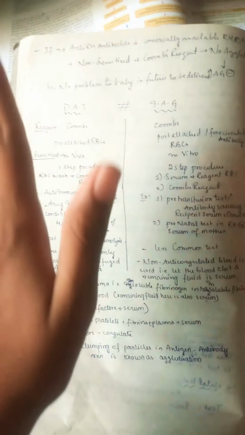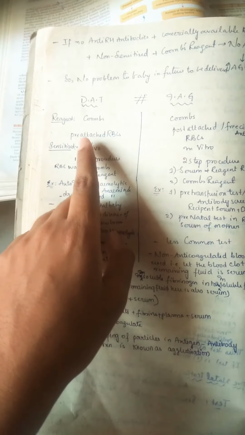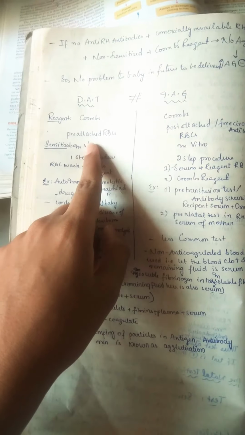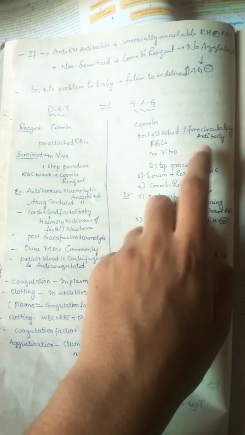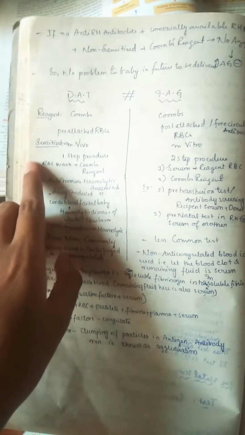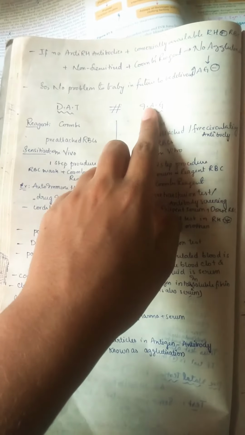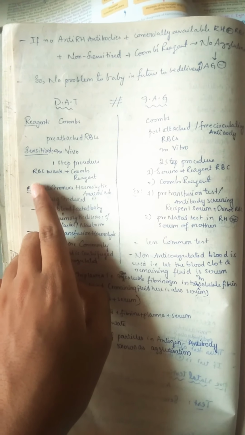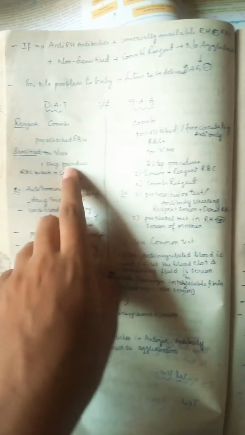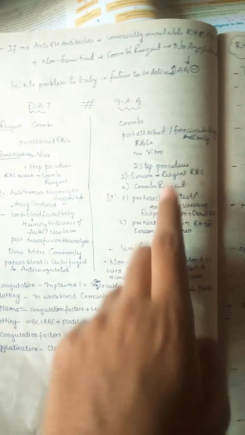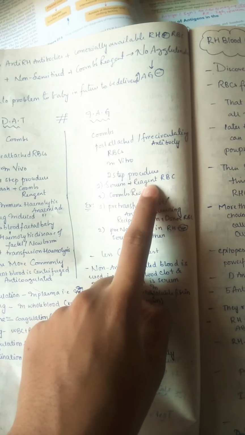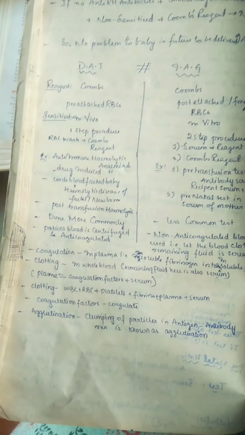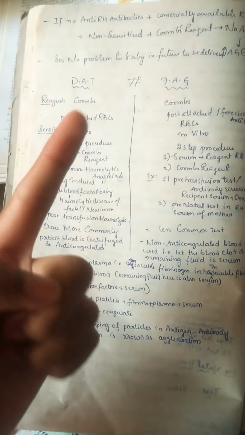Now let us compare the direct test and indirect test. You can see that in both, the reagent is Coombs. Here the RBCs are already pre-attached, but in the indirect test the free circulating antibodies attach to the RBC and are sensitized in vitro. The first step of the procedure is that the RBC should be washed, then add the Coombs reagent. The direct test is a one-step procedure, whereas the indirect test uses two steps. First the serum is added to the reagent RBC, next we add the Coombs reagent. In the direct test, we add the Coombs reagent directly in the first step itself.